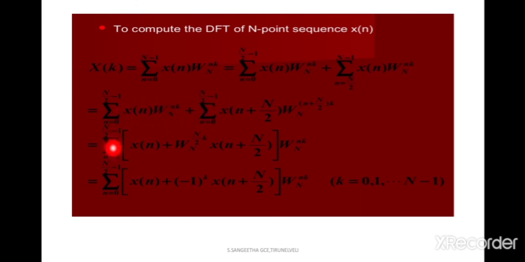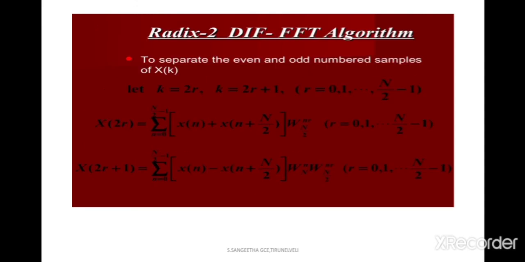So taking the common value, we have x of n plus W_N power (N/2)k x of n plus N/2. Next, taking the common W_N power nk, where k ranges from 0 to N minus 1, to separate the even and odd numbered samples of x of k, let k equal 2r and k equal 2r plus 1, where r ranges from 0 to N/2 minus 1.